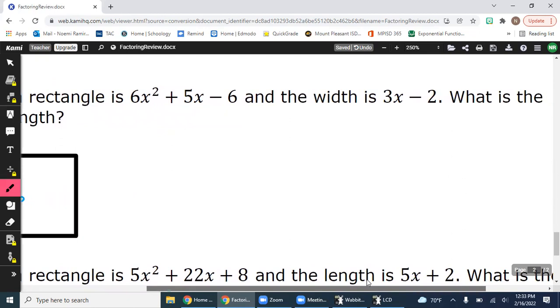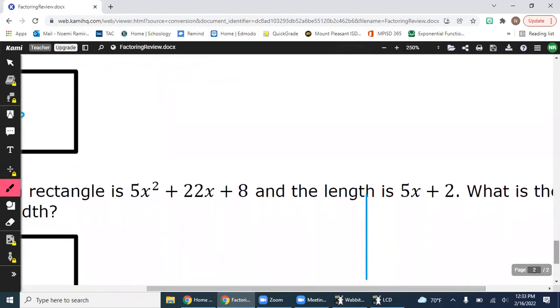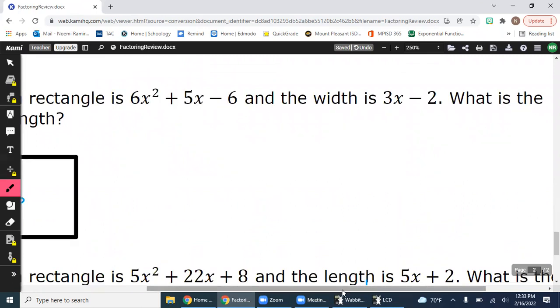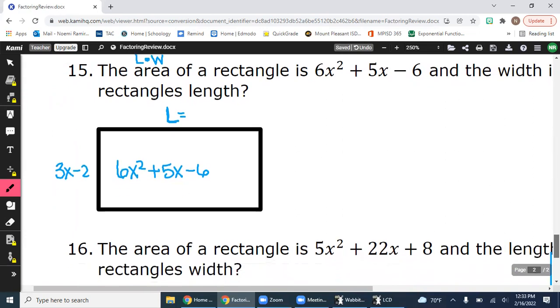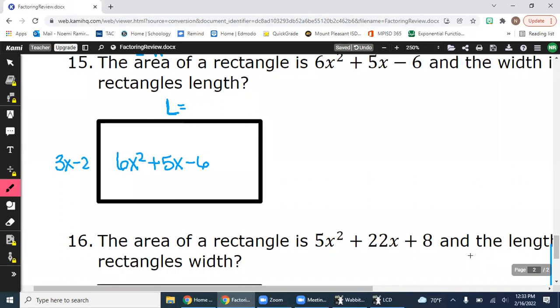It gives us the width. It says the width is 3x minus 2. What is the rectangle's length? So I'm going to go ahead and label my 3x minus 2 here. What is the length? How do you think we're going to solve this? I cannot use the box method because I only have one of my factors. Everybody remember the question, which one is a factor? Well, I'm giving you one of them. How do you give me the other one?